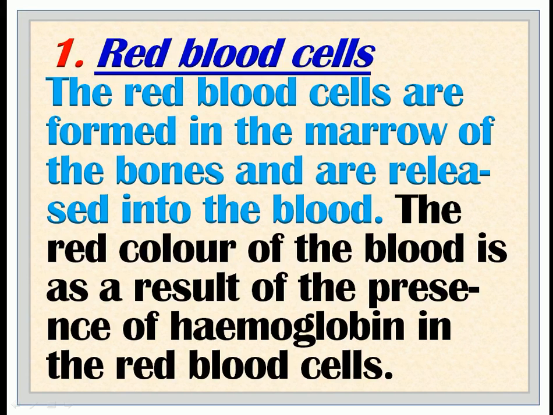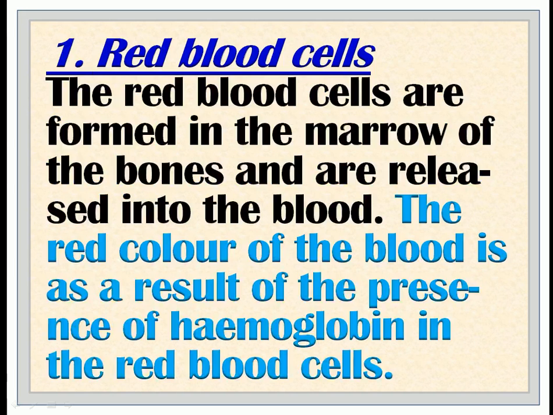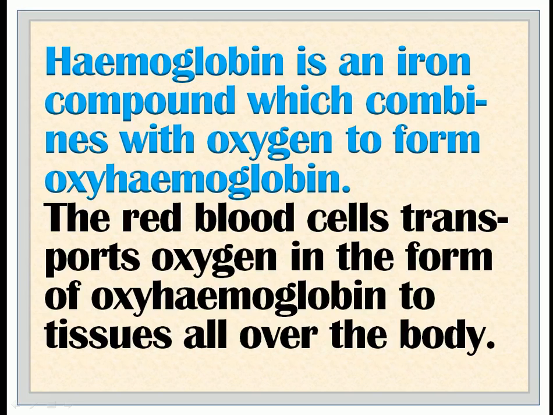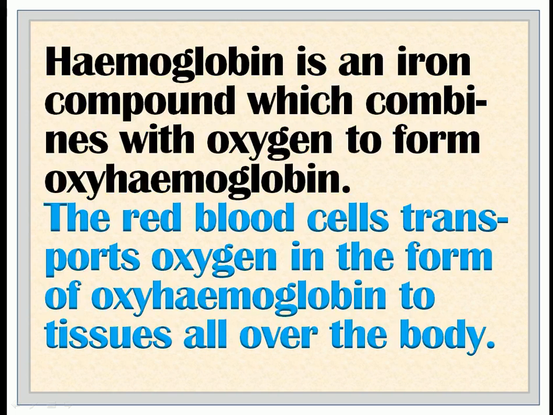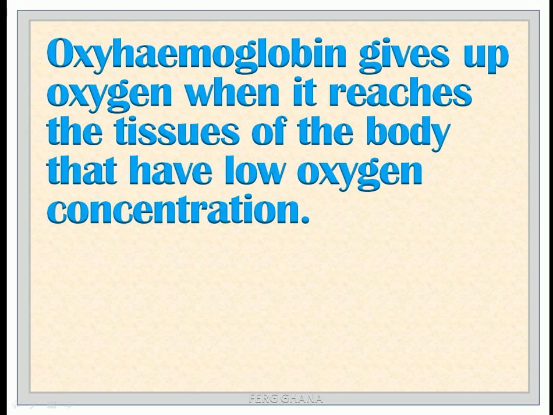1. Red blood cells. The red blood cells are formed in the marrow of the bones, and are released into the blood. The red color of the blood is a result of the presence of hemoglobin in the red blood cells. Hemoglobin is an iron compound, which combines with oxygen to form oxyhemoglobin. The red blood cells transport oxygen in the form of oxyhemoglobin to tissues all over the body. Oxyhemoglobin gives up oxygen when it reaches the tissues of the body that have low oxygen concentration.